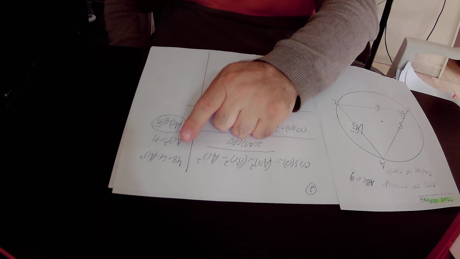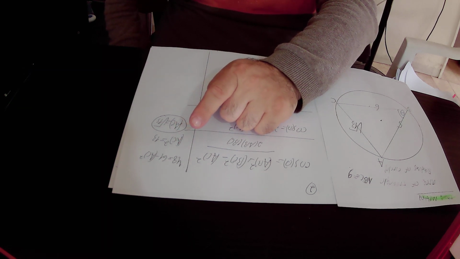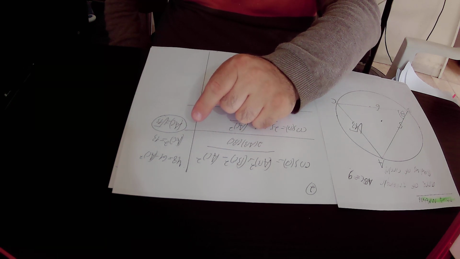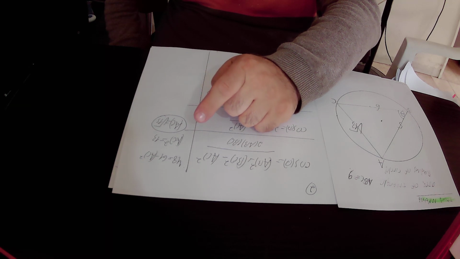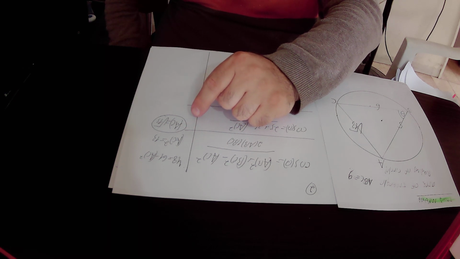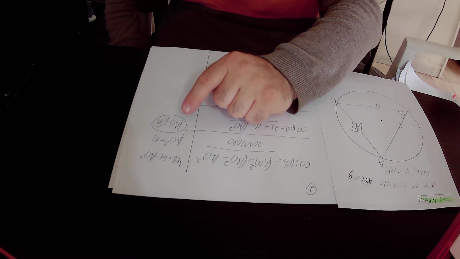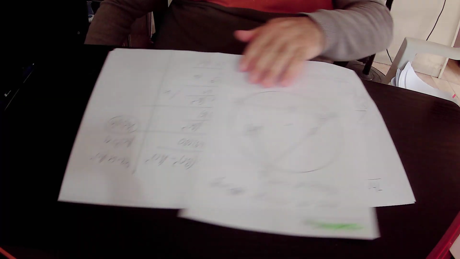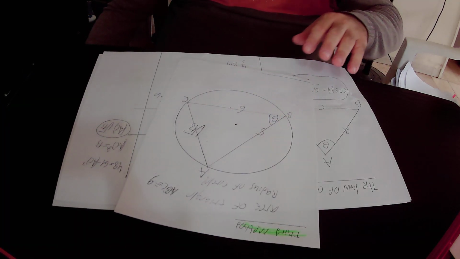Here we added AC squared and subtracted 48 simultaneously from this equation, and we found that AC squared equals 61 minus 48, which is 13. So AC squared equals 13. We took the square root of this equation and found that AC equals the square root of 13 units. Here AC equals the square root of 13 units.